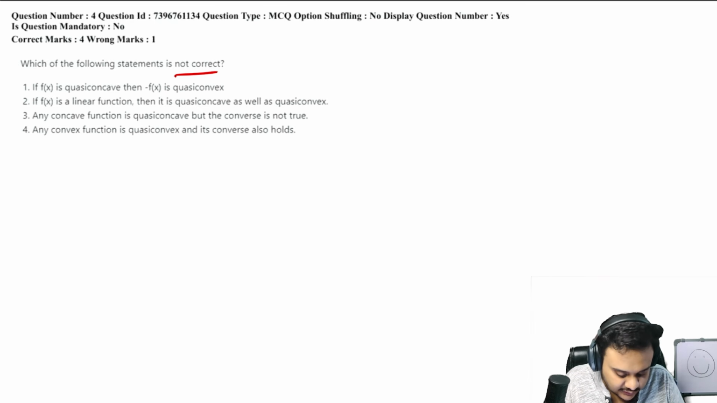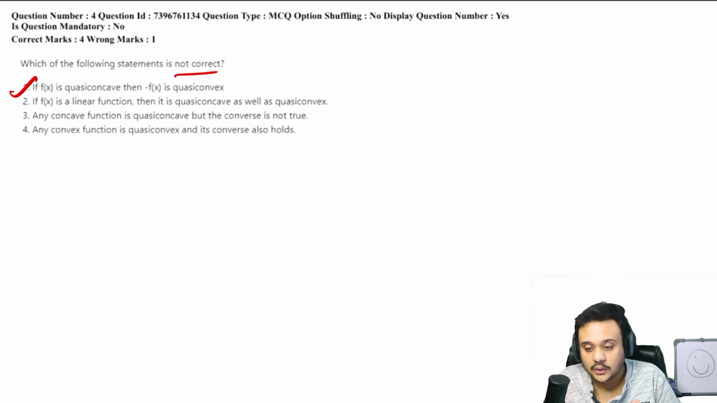Yeah, the first statement says if fx is quasi concave, then minus fx is quasi convex. 100% true. This is a key property of convexity and concavity. You should know this.